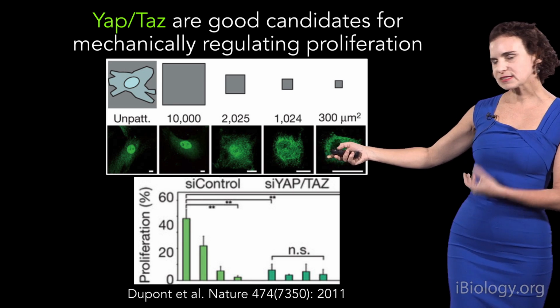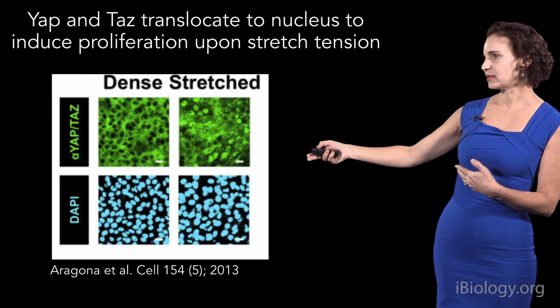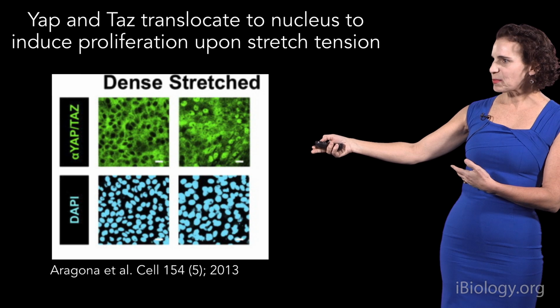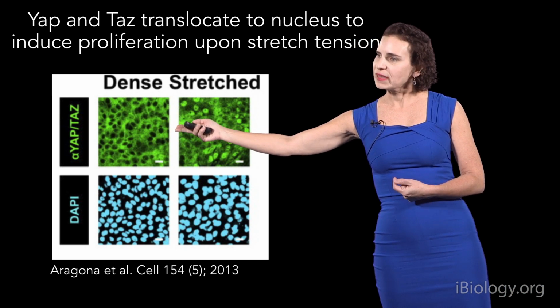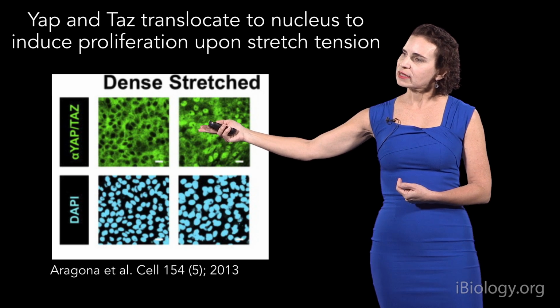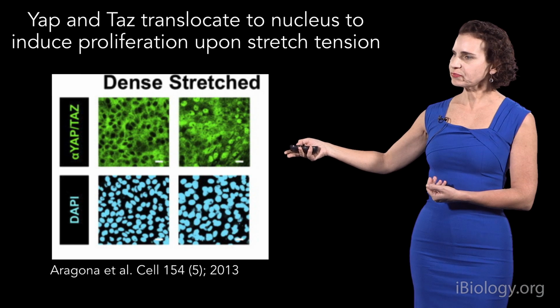And when they looked at this in an epithelial monolayer that was grown densely, they saw the same kind of effect, where this YAP and TAZ were in the cytoplasm here, but when they stretched it, it quickly went into the nucleus, and then presumably to activate cells to divide.